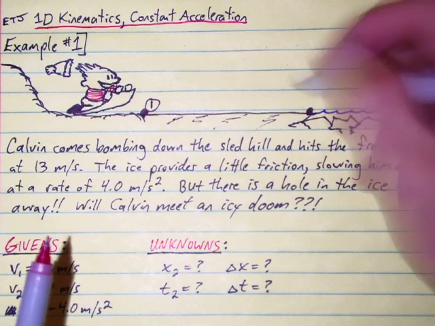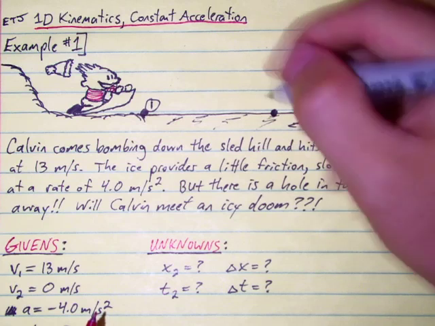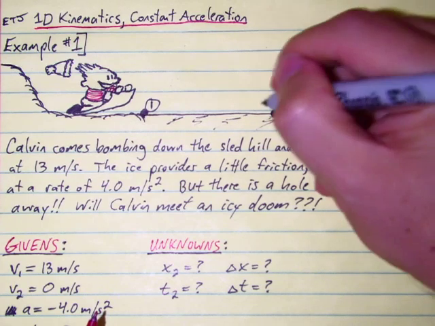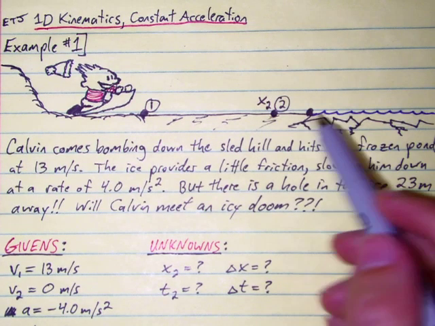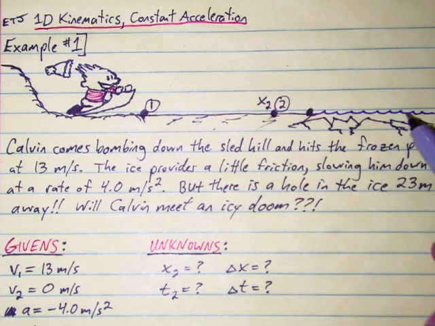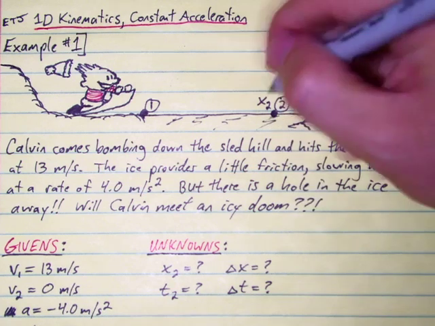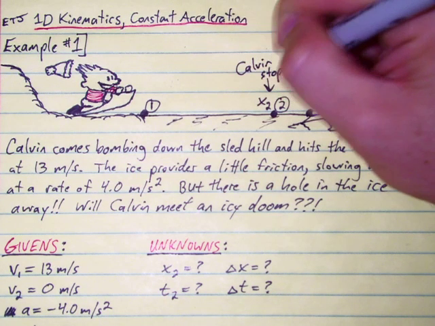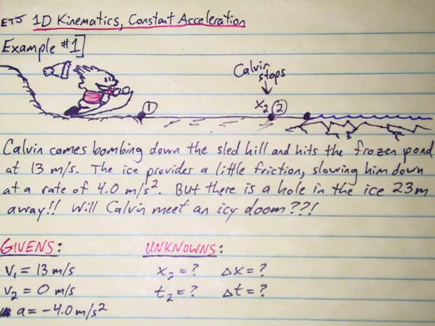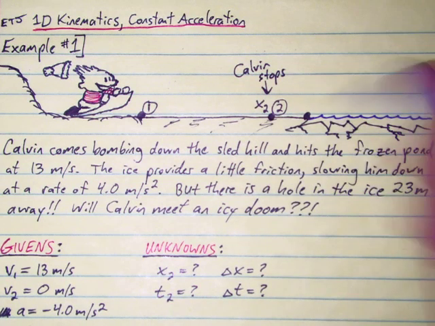How about over here somewhere will be where Calvin comes to rest. We'll call that event 2. His position will be x2 right there. We hope it's somewhere before the water, before the hole over here, but we can't know for sure. But as long as we put our event 2 out here, Calvin stops. We can determine by the end of this problem whether he stops before or after the water starts.